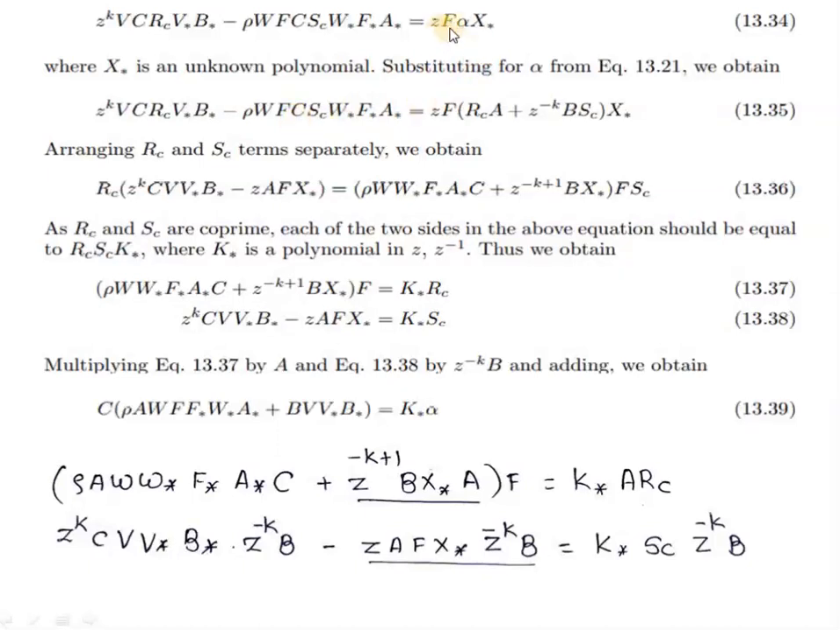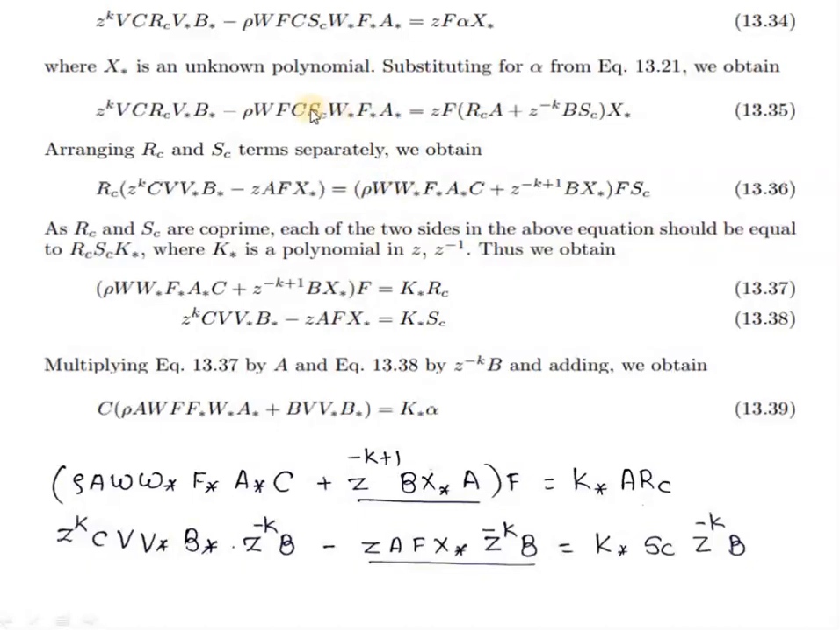Here you can see z into f, instead of alpha we have replaced the value of alpha. We have studied in an earlier lecture what is meant by alpha. Alpha is nothing but rc into a plus z raised to minus k b into sc into x star. Now we have to collect the terms of rc and sc separately. Here you can see this term consists of rc, and at the same time this term also consists of rc. We move this term from the right hand side to the left hand side. Now we take rc common and write the remaining terms in brackets.